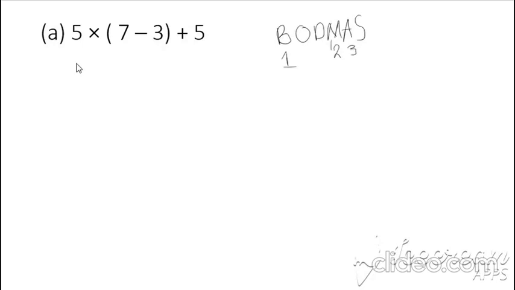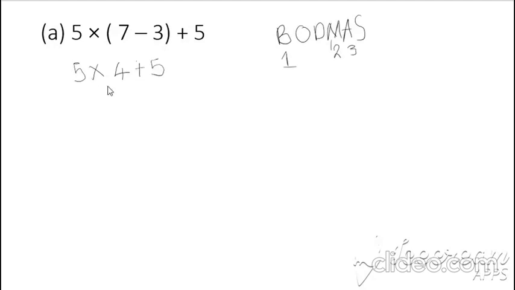So let's start. We're going to maintain this 5 like this, times. Since we are starting with the brackets, we deal with the brackets first. So 7 minus 3, that is 4. By writing 4, we have killed the brackets. We have dealt with it. Now we can just maintain this by writing plus 5.